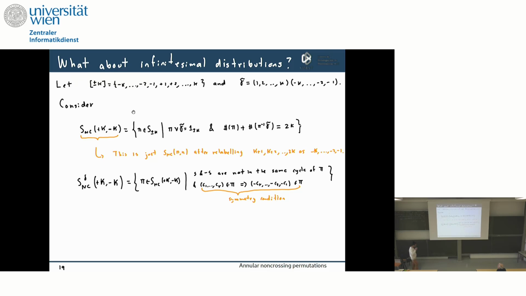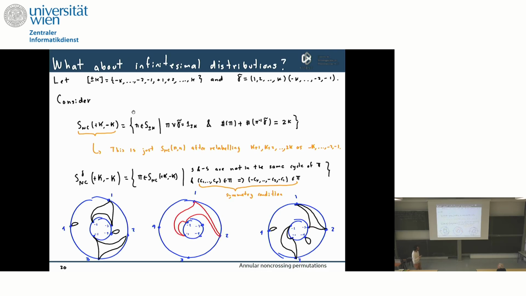And then for the delta, these are all those things that are there in S_NC plus K minus K, but with two additional conditions. The first condition is that pluses and minuses are never in the same cycle. And the second condition is that if I have a cycle there, then I have the reverse cycle with opposite signs. That's just a symmetry condition. As an example, I have three guys here. This is not going to be in this S_NC delta because I have a block that connects 2 and minus 2, whereas the others don't have that problem.